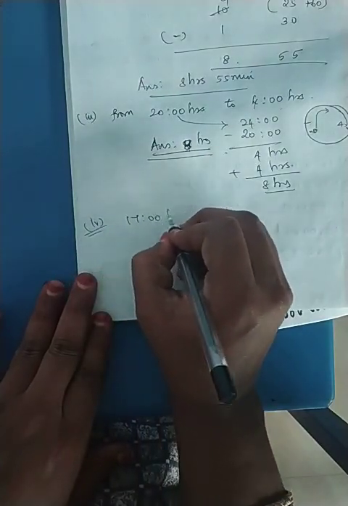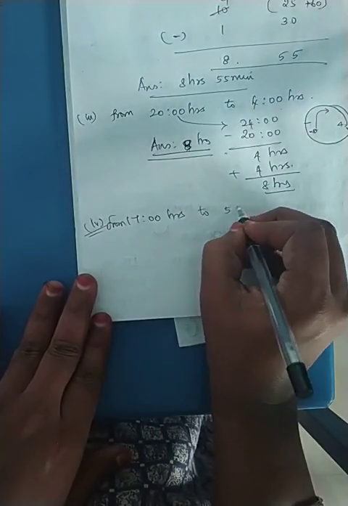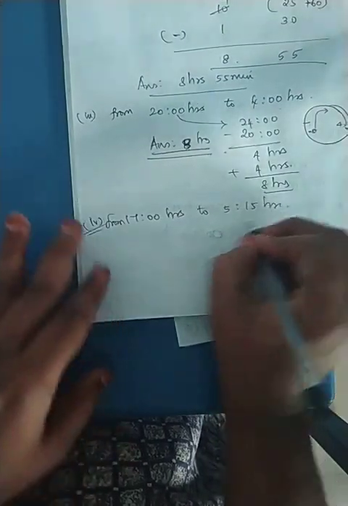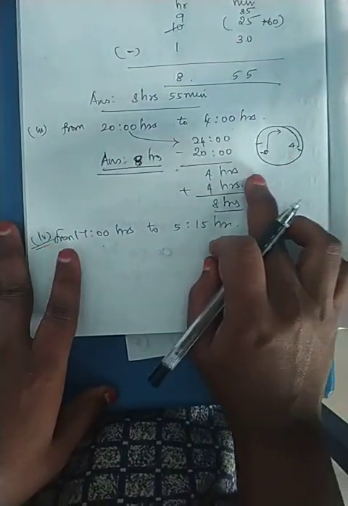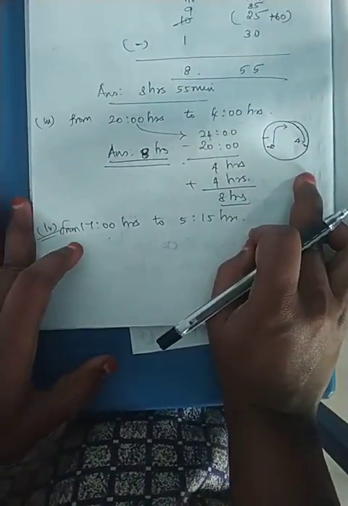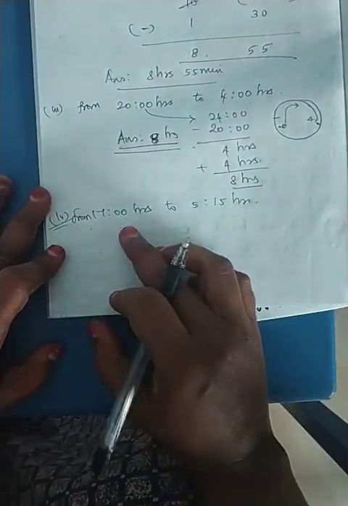Coming to the fourth problem. 17 hours to 5:15 hours. Again, this 17 hours is evening 5 o'clock till the next morning 5 o'clock. Okay, so we cannot directly subtract like this. So what will you do?